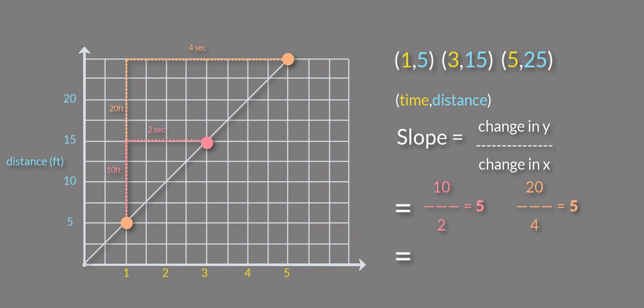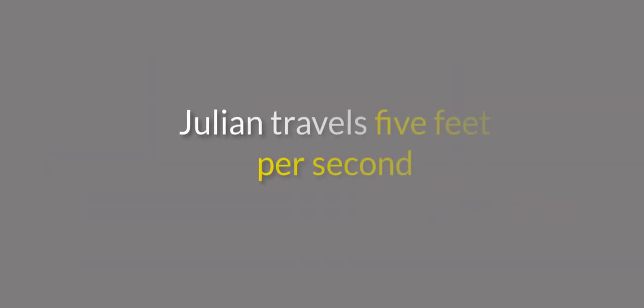So our slope is 5, and if we want to interpret that, that's feet per second. So that means that an interpretation would be: Julian travels 5 feet per second.